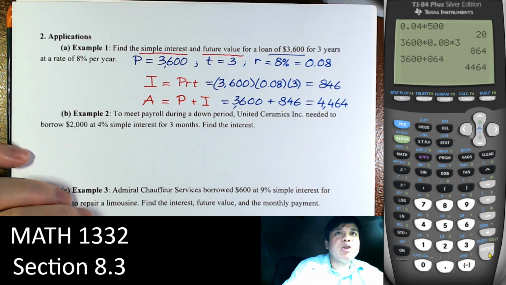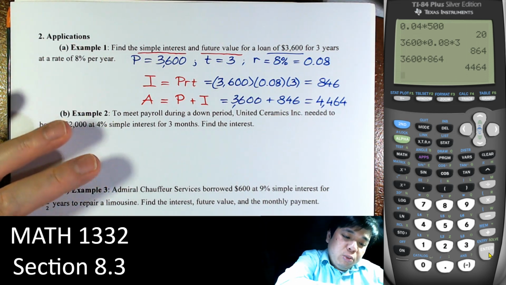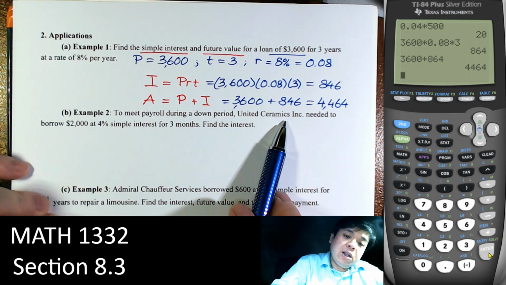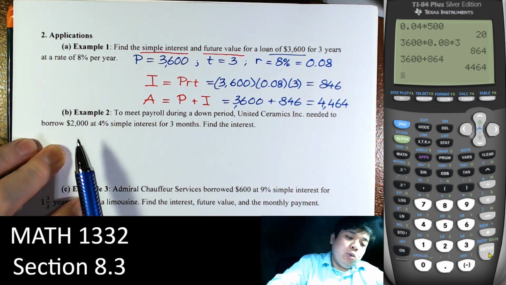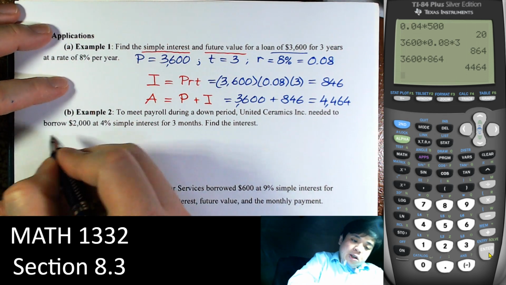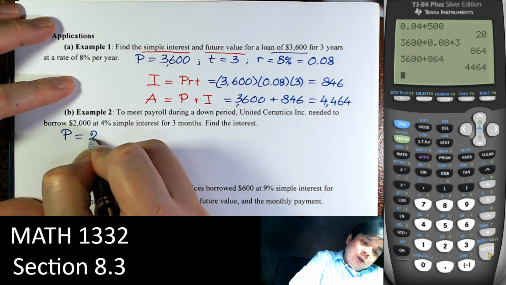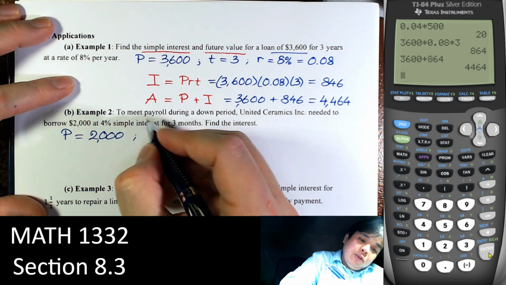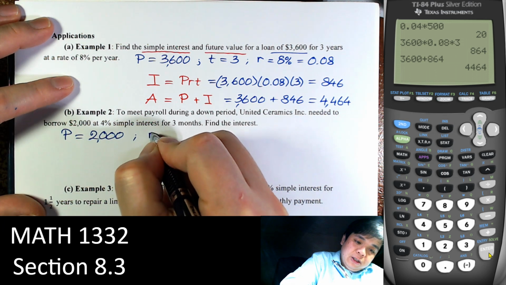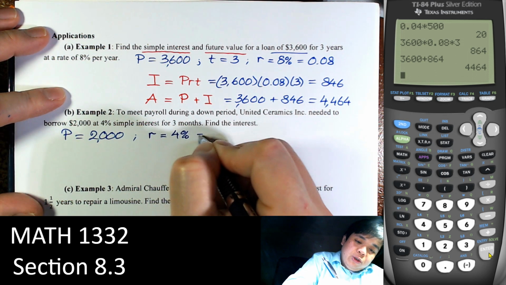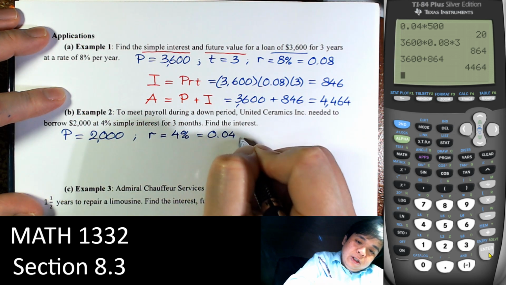Right, straightforward. Next, to meet payroll during a down period, United Ceramics Inc. needs to borrow 2,000 at 4% interest for 3 months. So the principal is 2,000, simple interest, 4% converted to decimal is 0.04, for 3 months.